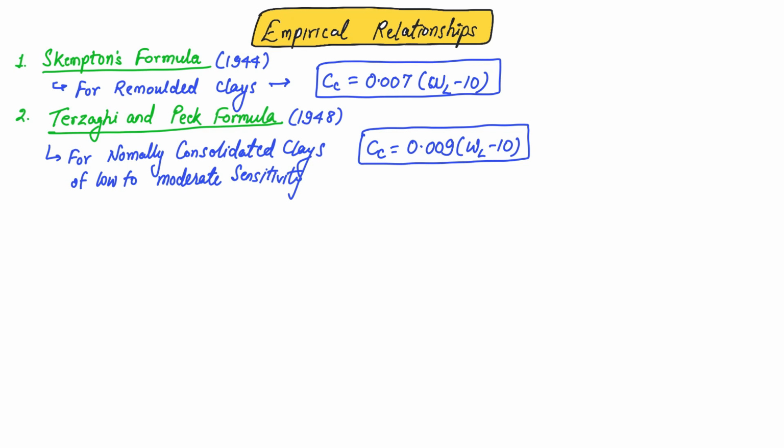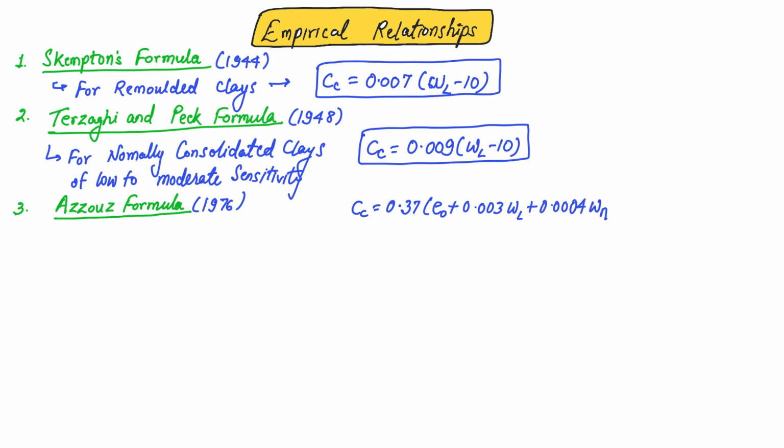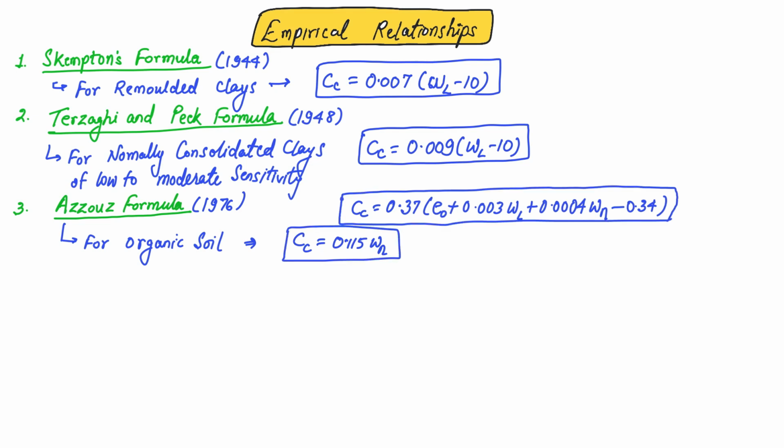After this, Azzouz gave the formula in 1976 that related Cc with the void ratio, liquid limit, and the natural water content as Cc equals 0.37 into e naught plus 0.003 liquid limit plus 0.0004 natural water content minus 0.34. Apart from this, another formula was also given for organic soil as Cc equals 0.115 into natural water content.